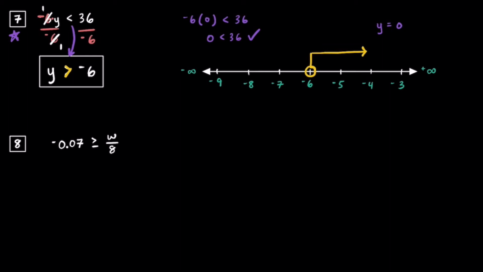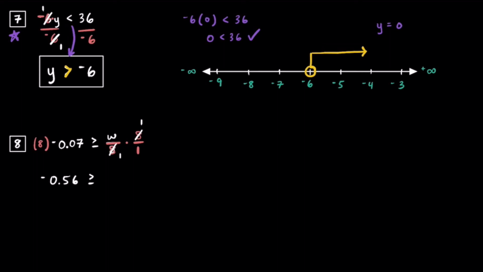We have negative 0.07 is greater than or equal to w over 8, or w divided by 8. To solve this inequality, notice this divided by 8, so let's use the multiplication property of inequality and multiply both sides by 8. Because we're multiplying both sides by a positive value, don't worry about flipping the inequality symbol. On the right side, these 8's are going to cancel to make 1's, and on the left side, 8 times negative 0.07 is going to equal negative 0.56, or 56 hundredths. And this is going to stay as greater than or equal to.